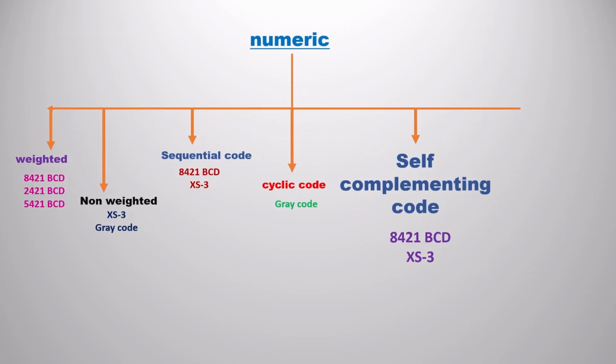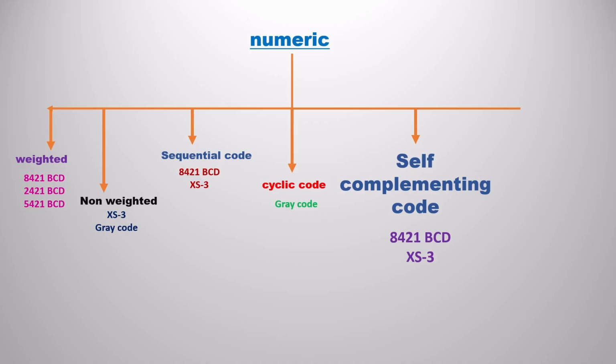We have another example in the numeric only, that is self-complementing code. Complementing means inversing. So let's see. We have examples also, 8421 BCD and XS-3 code. These two we already saw in the examples of sequential code. So in this also we have complementing code. In the previous one, cyclic code, those are repeating. So cyclic means only 1 bit change.